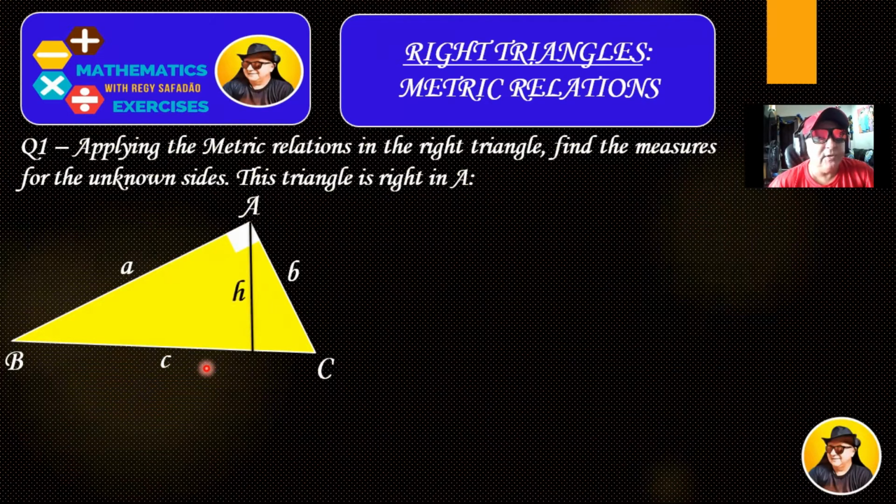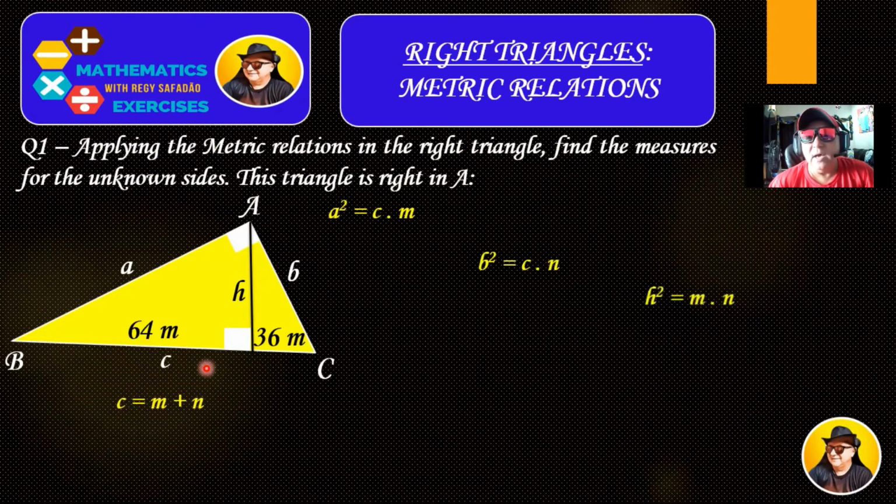H is the altitude. And we know that 64 and 36 are the projections of the triangle. So we can apply C is M plus N, A squared is C times M, B squared is C times N, and also H squared is M times N. So let's start the calculations.